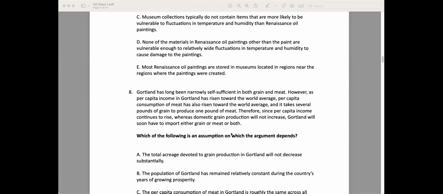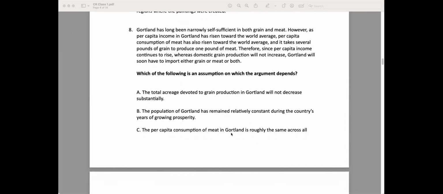Okay, now let's see eighth. Again, eighth is very good. Goatland has long been narrowly self-sufficient in both grain and meat. Okay, narrowly self-sufficient. That means it's almost just self-sufficient. It doesn't have surplus. It's just self-sufficient.